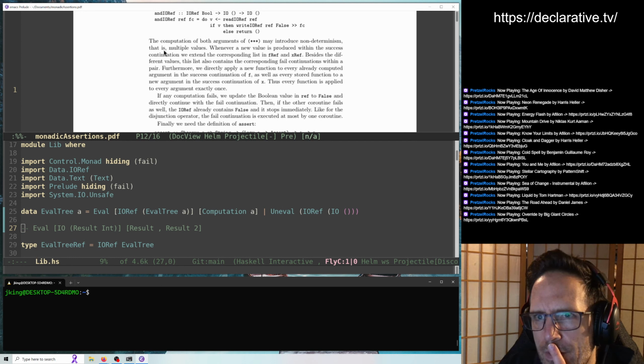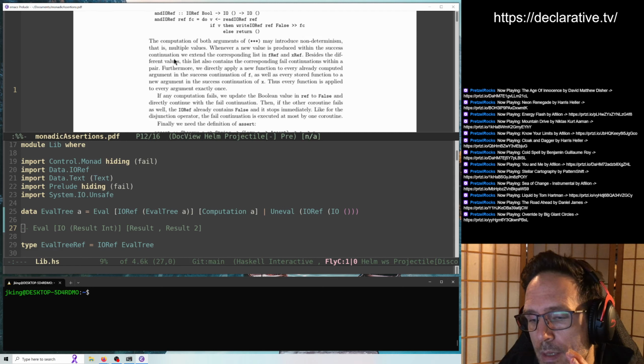So the explanation for this is the computation of both arguments of this may introduce non-determinism, that is multiple values. So that's why we would use a list. The arguments, okay, the tries. Whenever a new value is produced within the success continuation, right, the try might be working on a part of a data structure that produces more than one value. Okay, so that's why we need the list.